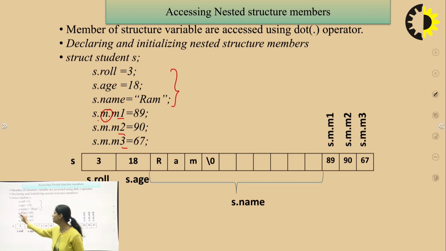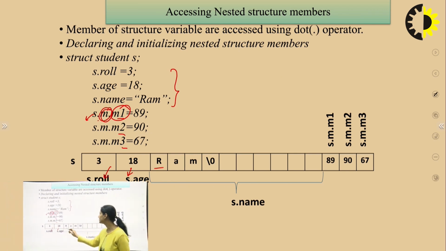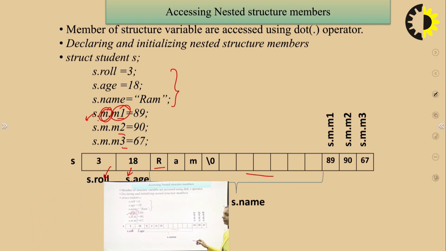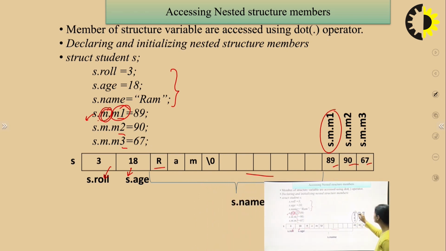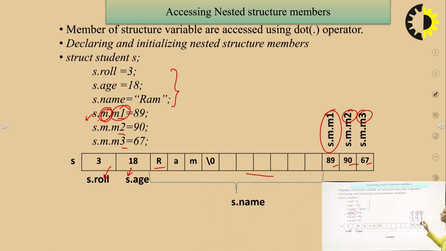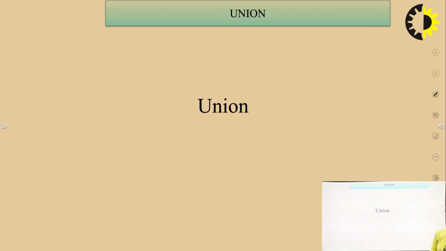So S is for the structure student. This struct student will be calling its member M. Now, M, because it is again a structure, will call its member M1 and it will store the values. Now, in the memory, how will the space be allocated? Roll for age, then 10 memory allocations for name, then for M1, M2 and M3, which are accessed by S.M1, S.M2 and S.M3. So this was all related to structures.